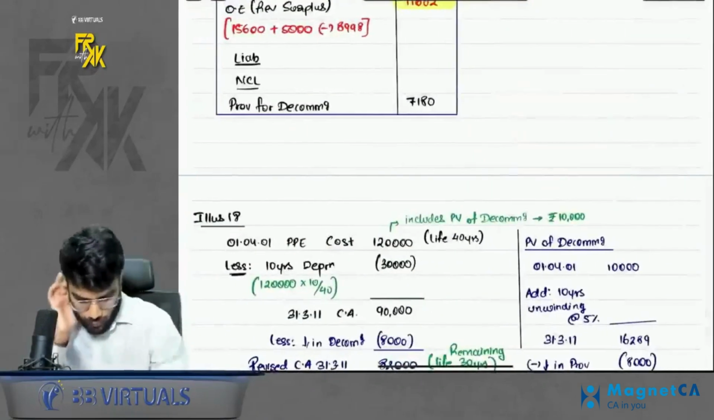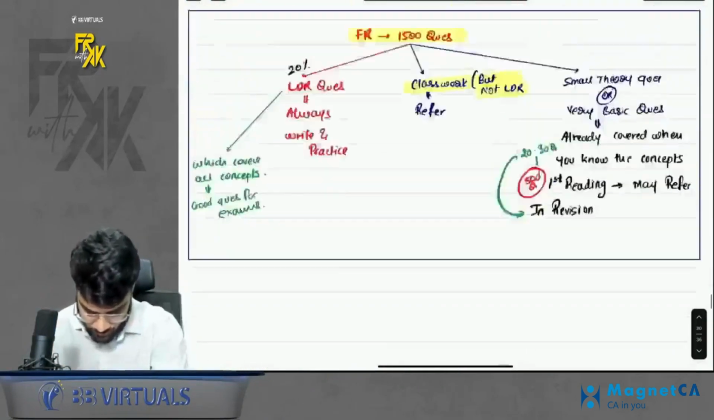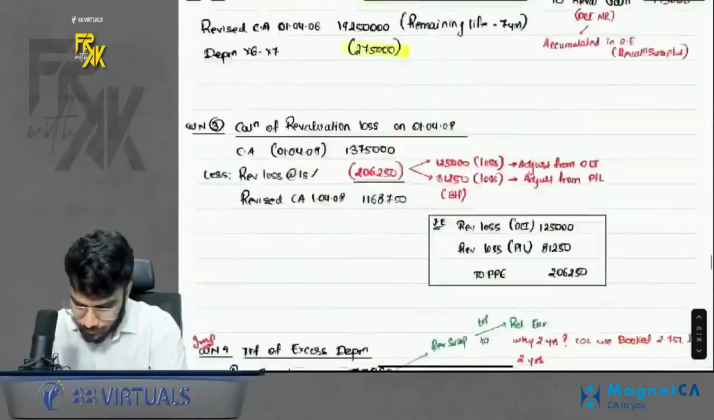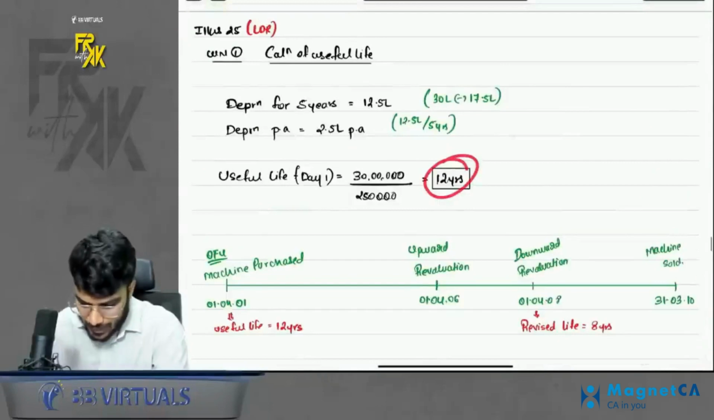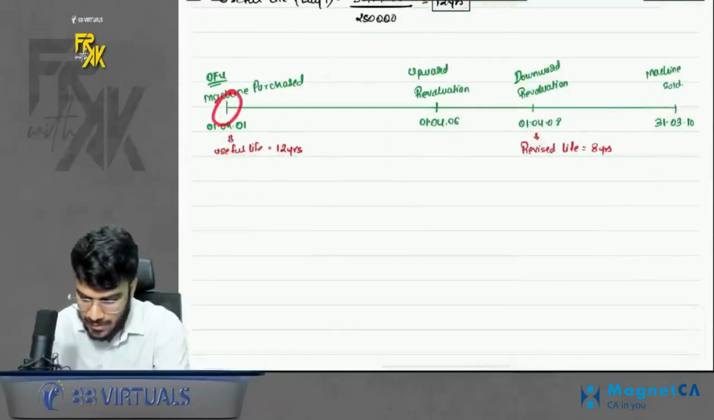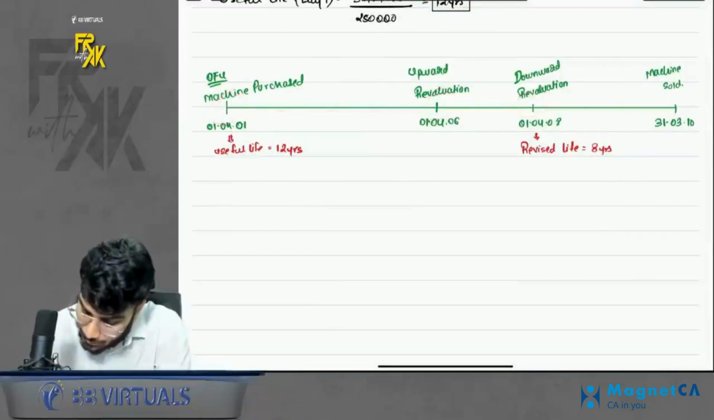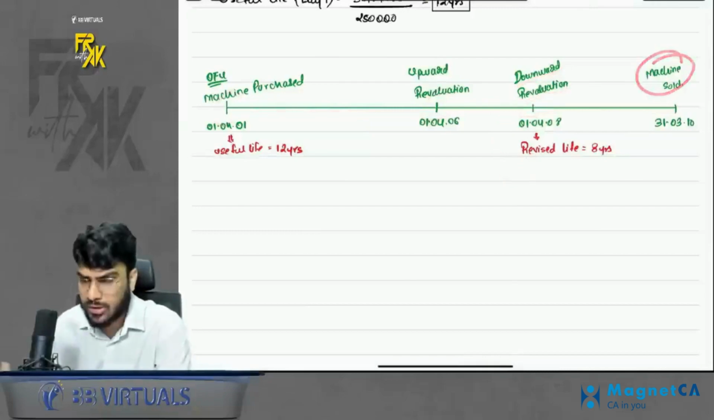Okay. So how do we do it? Ideally in this question, let me open this question first. One sec. So ideally first we found out the life. Then I gave you a timeline. What all things happened during the tenure. First we purchased, after 5 years upward revaluation, then after 2 years downward revaluation. During downward revaluation, revised useful life is also given. And then after 2 or 3 years, the machine has been sold.